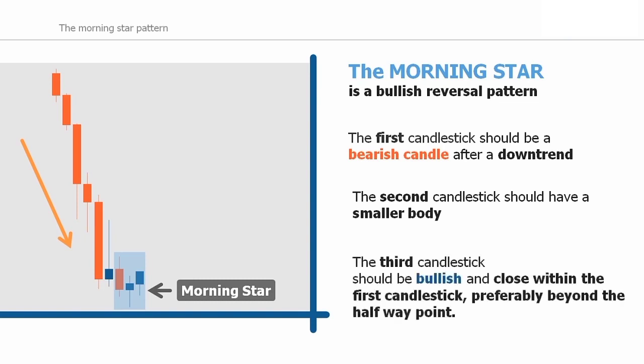The third candlestick, which completes the morning star pattern, is a bullish candle that closes at least halfway within the body of the first candle. This shows that the bulls are gaining control. The price has a high probability of moving to the upside once this triple candle pattern completes.